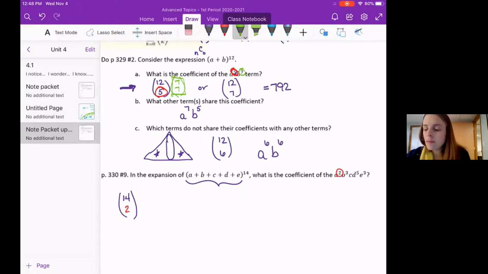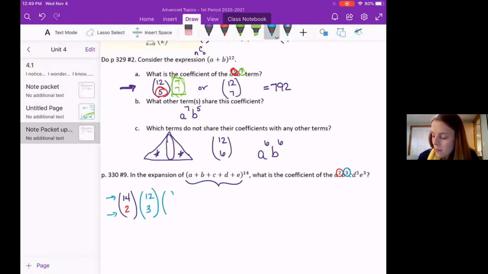So in this situation, if we take 14 minus 2, we'll get 12. So there are 12 remaining options. And we are going to choose 3 of them for our next power. Then you'll continue to repeat. So take 12 minus 3. And we're going to choose the next power, which in this case is 1. So 9 choose 1.